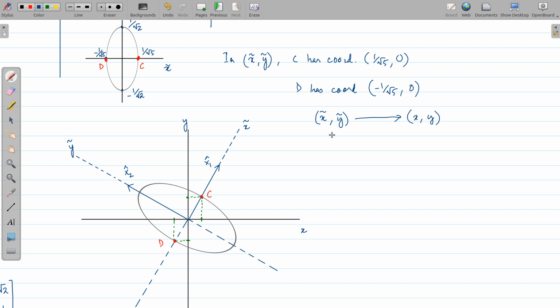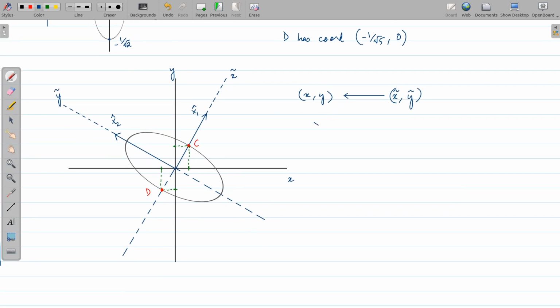So basically, this is our starting coordinates. I think I should be putting it the other way around. Let me erase this, because I want to relate this to the equation that we're trying to write here. The original coordinate system is x tilde y tilde, and the other coordinate system is xy. So we need to transform from x tilde y tilde to the xy coordinates.